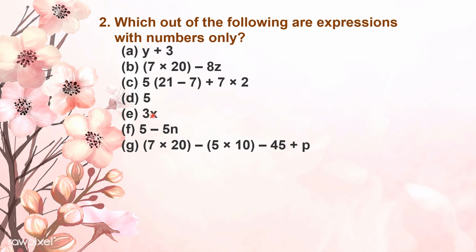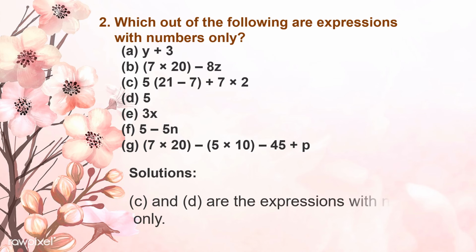E, we have one variable. F, we have variable n. In G, we have variable p. So what are the expressions which have only numbers? C and D, isn't it? Yes. So C and D are the expressions with numbers only.